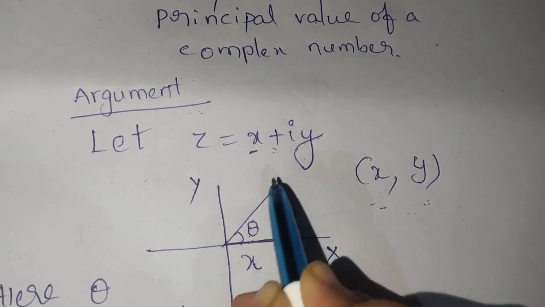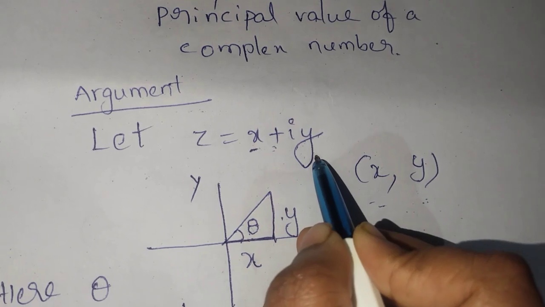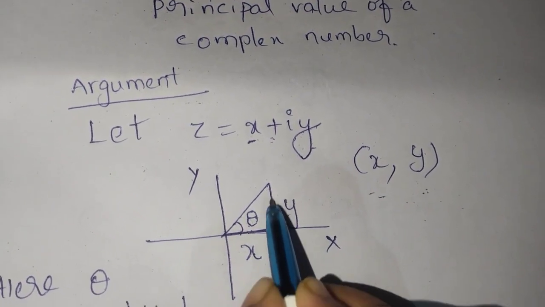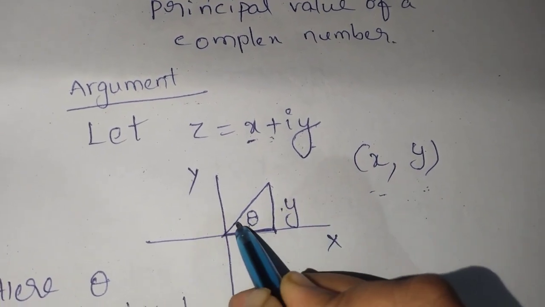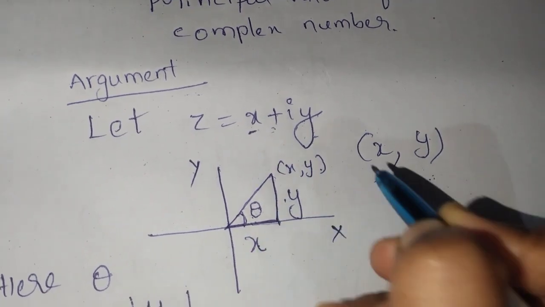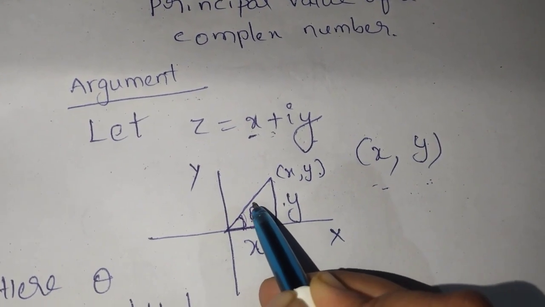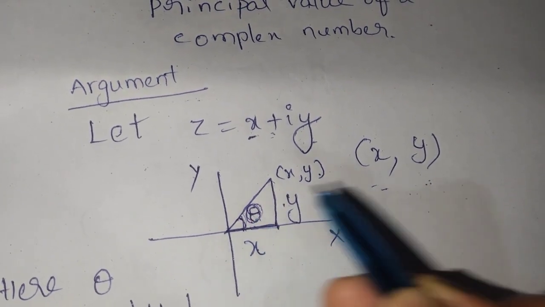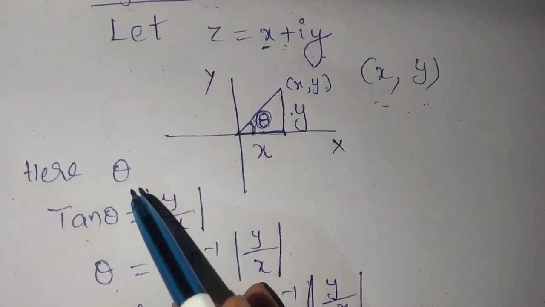For this, I will draw a graph. I will take the ordered pair x, y. I will take the length x on the x-axis and height y. Now, the angle between these two, and I will join the ordered pair here. The angle between these two is theta. This theta is called the argument of the complex number. So, here theta is the argument of the complex number.